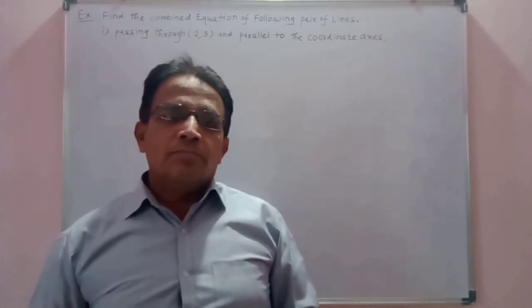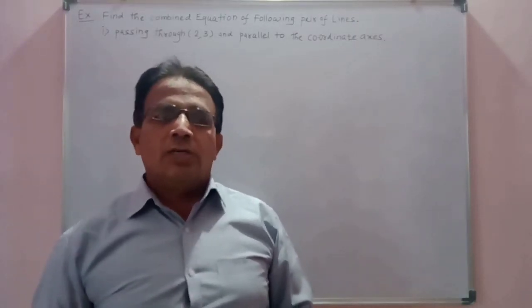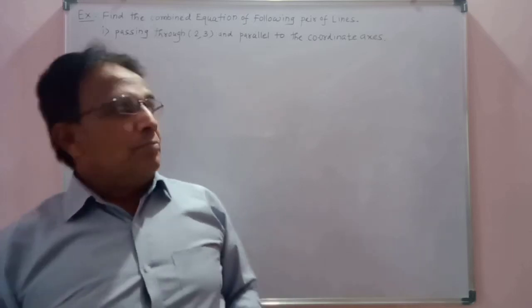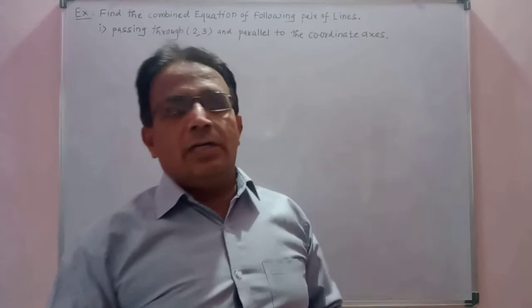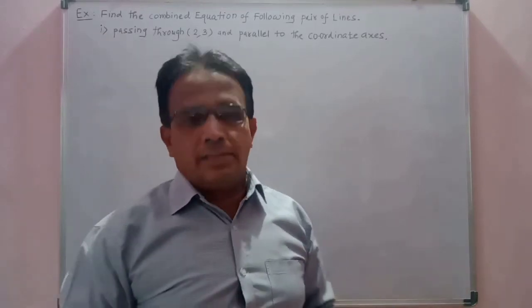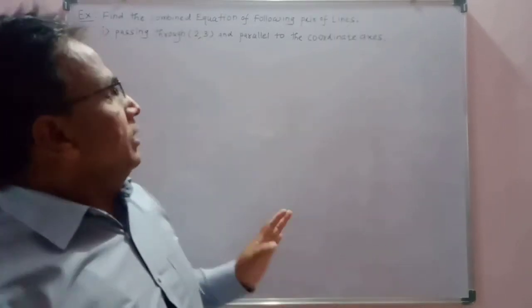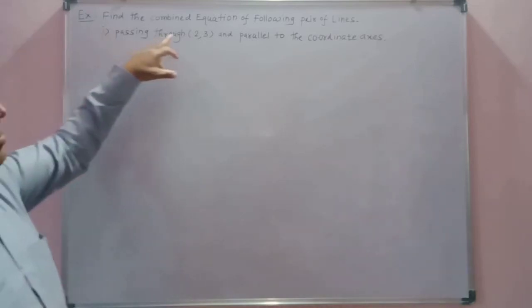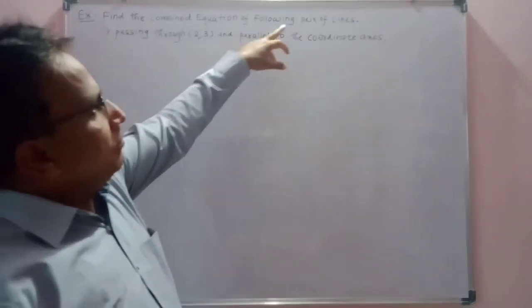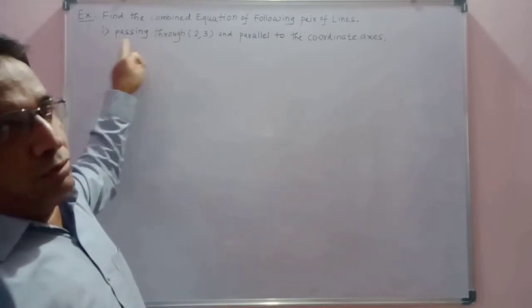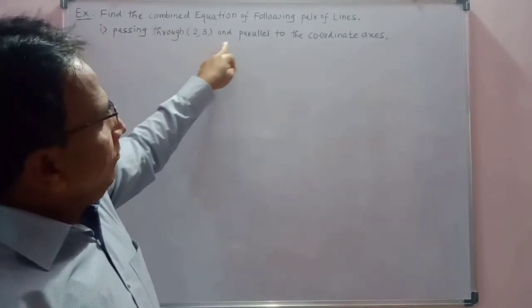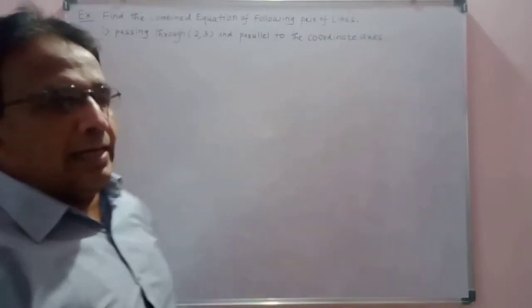Hello student, today I am going to start examples of the combined equation and separate equations of a pair of lines. One example we discuss: find the combined equation of the following pair of lines. The first condition is passing through the point (2, 3) and parallel to the coordinate axes.